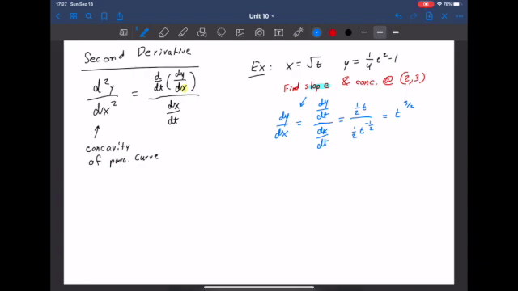Why? Because to find the concavity, we're talking about the second derivative, which says take the derivative of the slope, divide by the derivative of x by itself. So the derivative of the slope is 3/2 t to the 1/2. Make sure you understand where I'm getting that from.